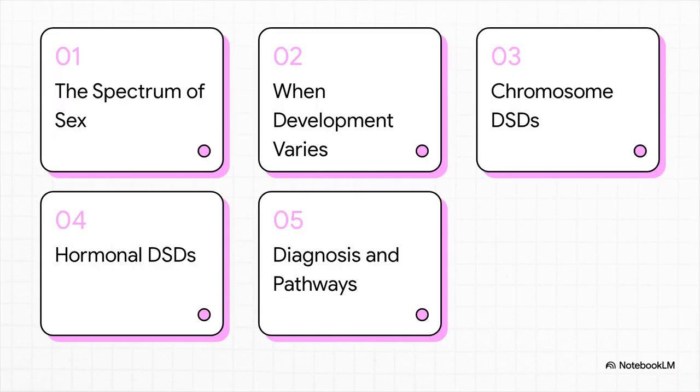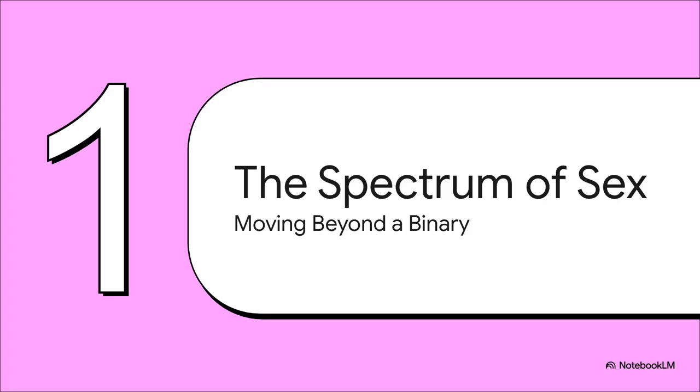Okay, so here's our game plan. First, we're going to talk about sex as a spectrum. Then we'll get into what happens when that development varies. We'll spotlight some specific examples, first with chromosomes, then with hormones. And we'll wrap it all up by looking at how these conditions are diagnosed and what the pathways of care look like.